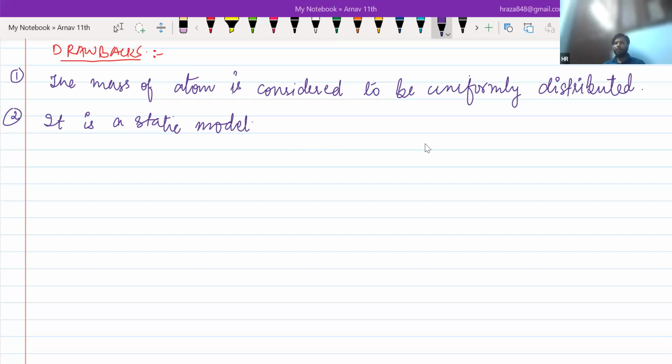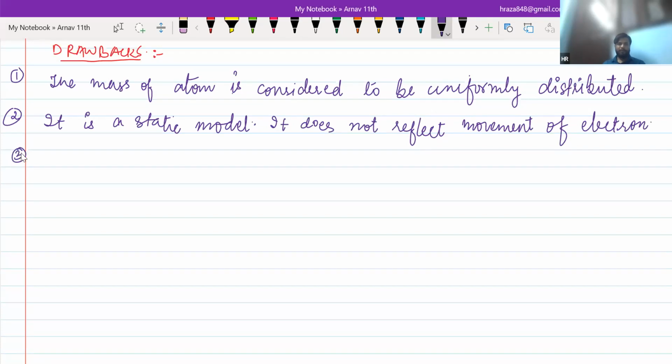Now see, what I wanted to say is that it is a static model, that he doesn't tell anything about the movement of electrons. A static model means at rest. That means it doesn't reflect the movement of electrons.